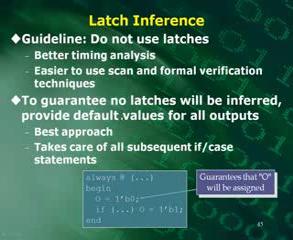Okay, so the guideline is don't use latches. Okay, you're going to get good timing analysis if you don't use them. Otherwise, you're going to have problems. And it's also easier to use scan and formal verification techniques. To guarantee no latches will be inferred, provide default values for all outputs. Okay, so this will be the best approach. Remember, I could say here output equals 1 tick B0. So at least this guarantees that output is going to get assigned some value, and then I might have my other if statements. So that's one way to get around that problem.